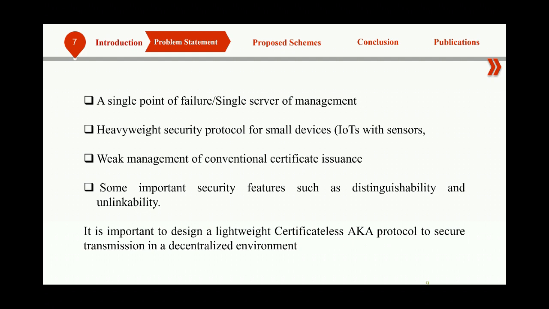Also, there's a problem of weak management of conventional certificate issuance. As I was saying, the PKI generates keys for users. In that way, there's a problem because the PKI can have control over users. So also some important security features such as indistinguishability and unlinkability will be provided by the protocol. In that way, it is very important that a lightweight certificateless authenticated key agreement protocol is needed to secure transmission in a decentralized environment.